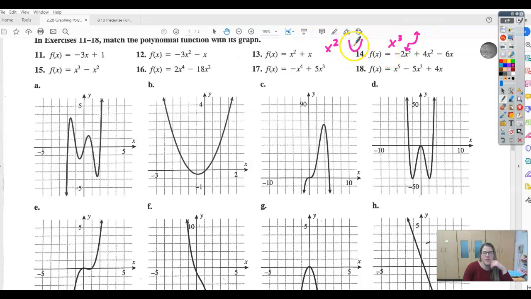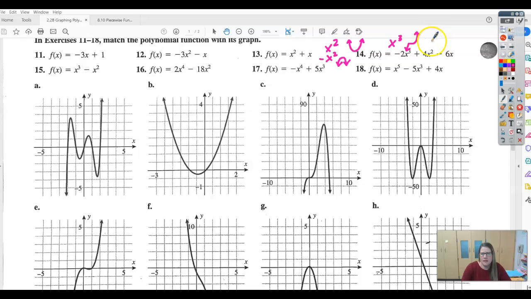So if we think about these functions as my base functions, whatever the degree is, if it's even, the ends of the function are going to do the same thing that the ends of x squared do. They're both going to end up. If I put a negative in front of x squared, you know that flips it, right? So if there's a negative, both ends will be down.